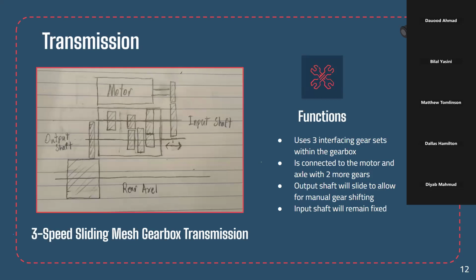When it comes to transmission, we're moving forward with a 3-speed sliding mesh gearbox that takes power from the motor to an input shaft that has 3 static gears that will interface with a corresponding gear along the output shaft, which will be able to be moved while the car is stationary. These 3 speeds will come from these 3 sets of gears, and they will be translating to the rear axle.